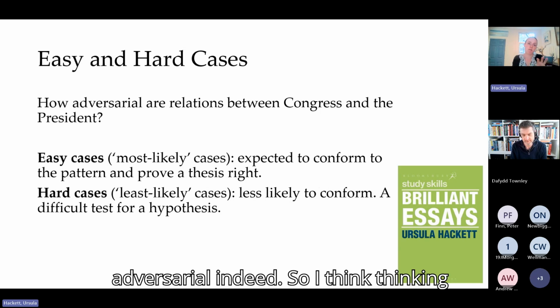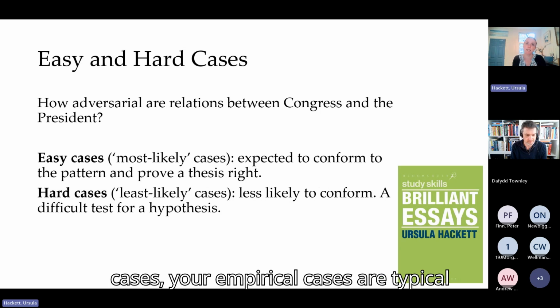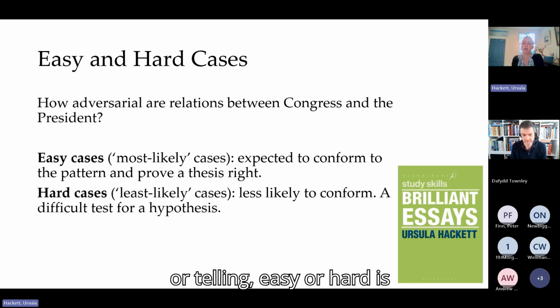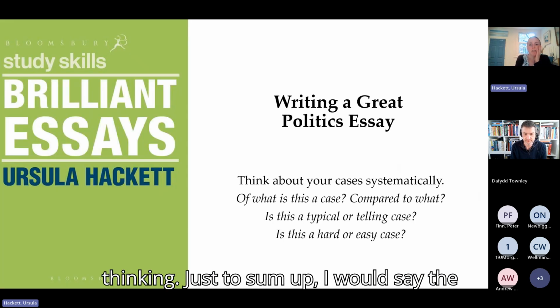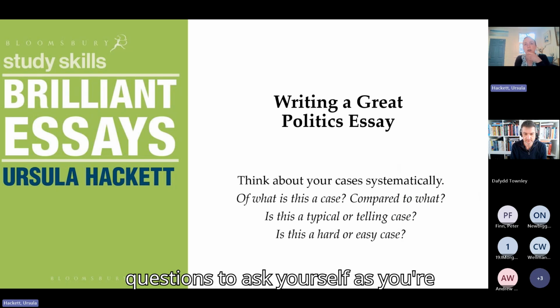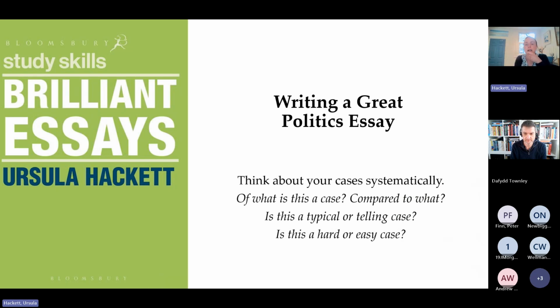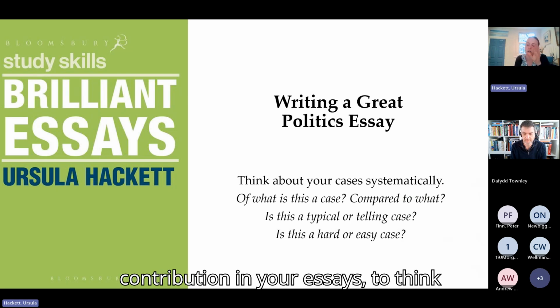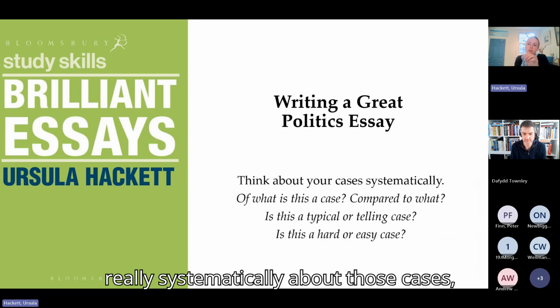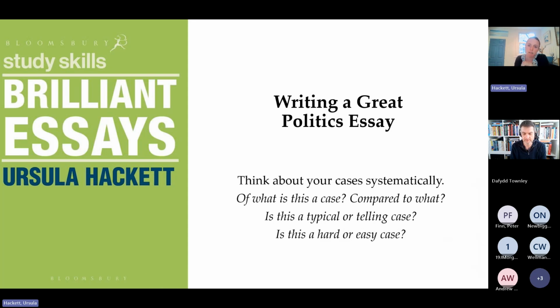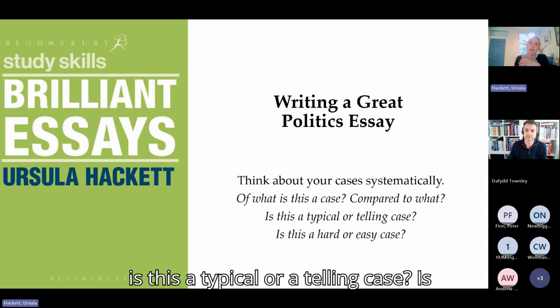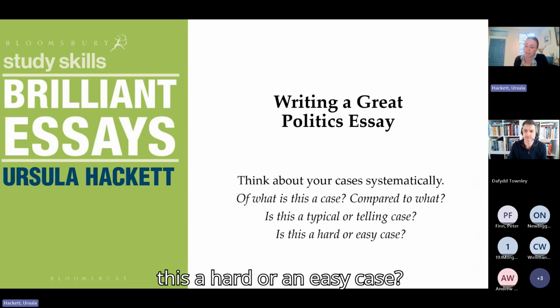So I think thinking really systematically about whether your empirical cases are typical or telling, easy or hard, is absolutely crucial to organising your thinking. So just to sum up, the questions to ask yourself as you're thinking about your empirical contribution in your essay is to think really systematically about those cases. Of what is this a case compared to what? Is this a typical or a telling case? Is this a hard or an easy case?